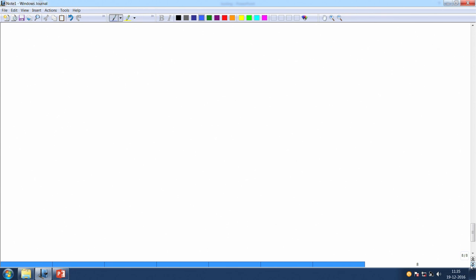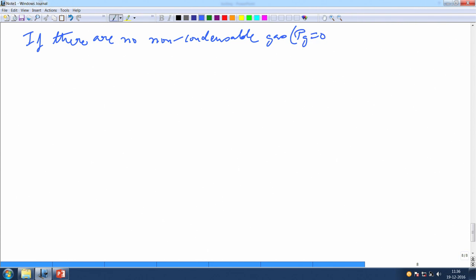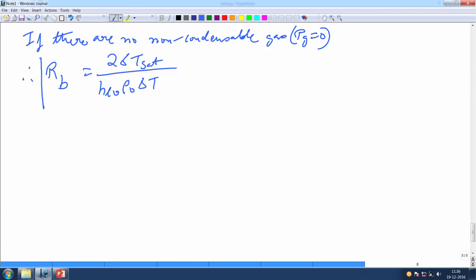So, if there are no non-condensable phases, no condensable gas, that means your Pg is equal to 0, okay, you can get Rb, which is the critical radius, we will define it just shortly: 2 sigma into T sat divided by HLV into rho v into delta T. So, this is the expression that you get.